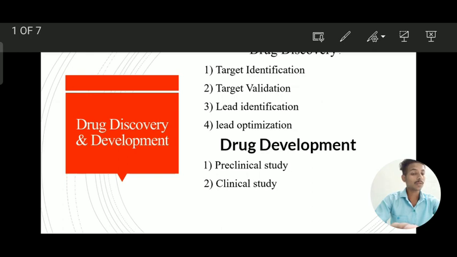Then next is phase 1. The first stage of testing in human subjects, designed to assess the safety, tolerability, pharmacokinetics and pharmacodynamics of a drug. 20 to 25 healthy volunteers are used.